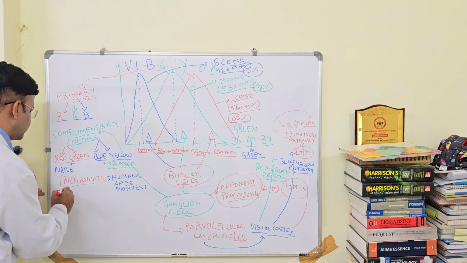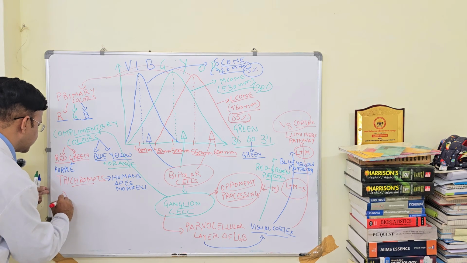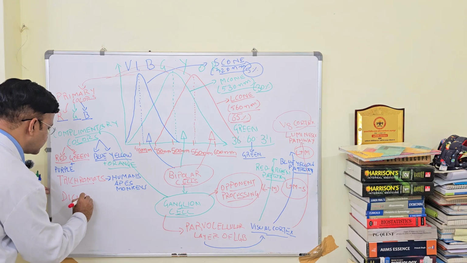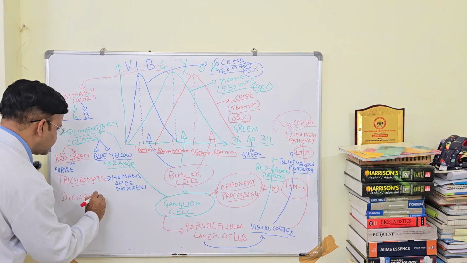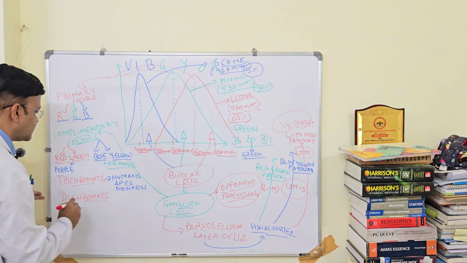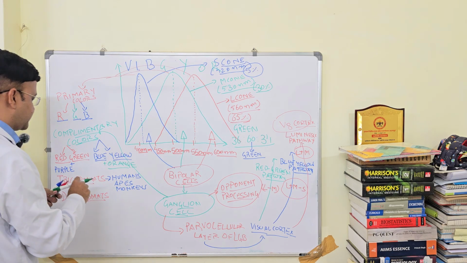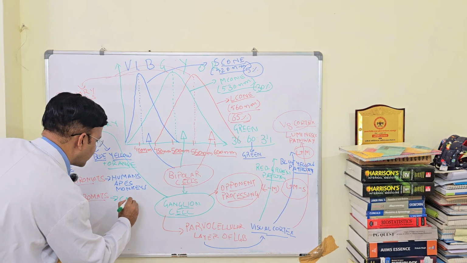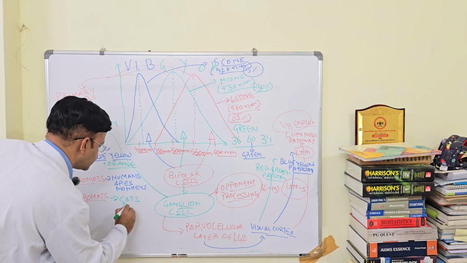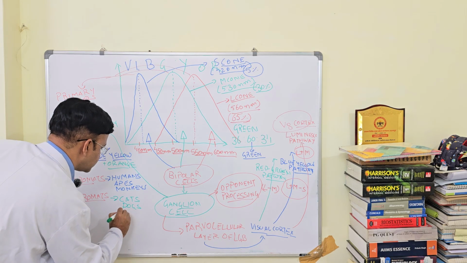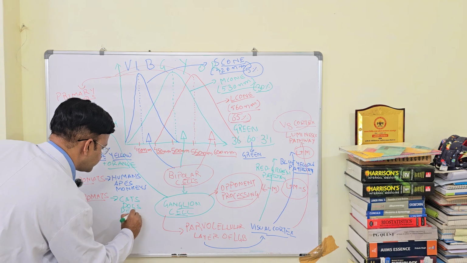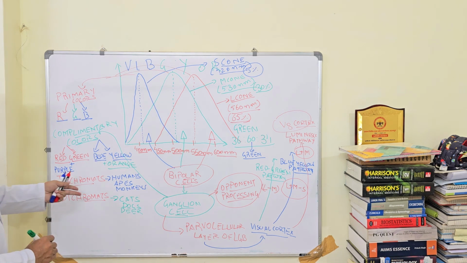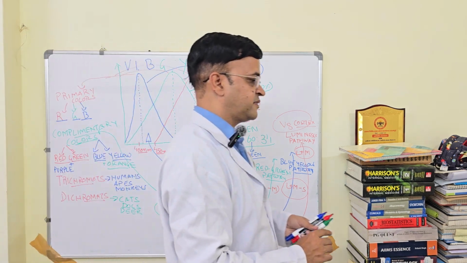And monochromates, which dichromates, which dichromates do we know? Cats, dogs, deer, horses. Right? So it's an interesting example.